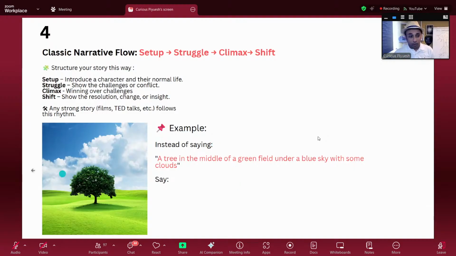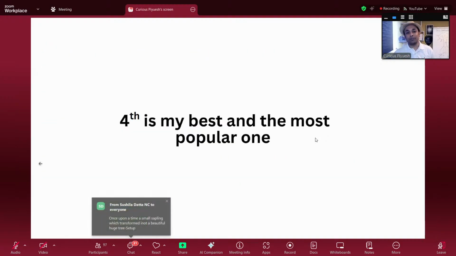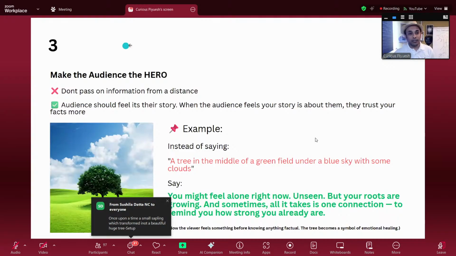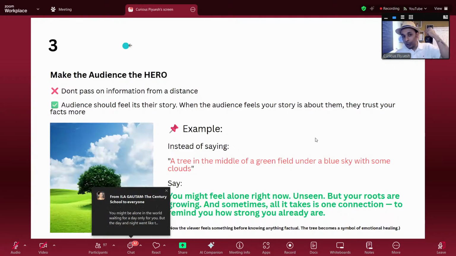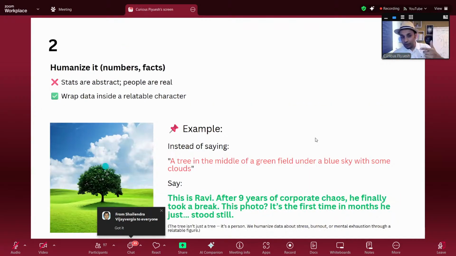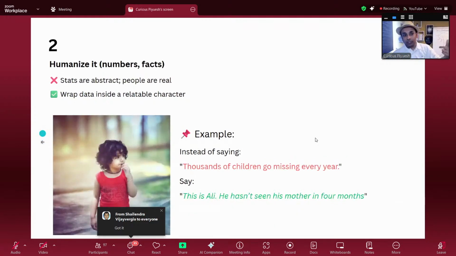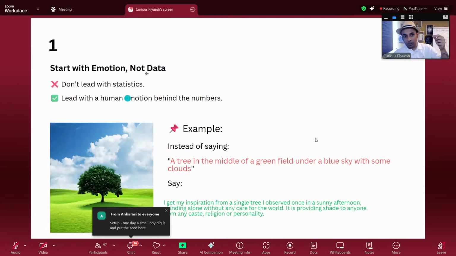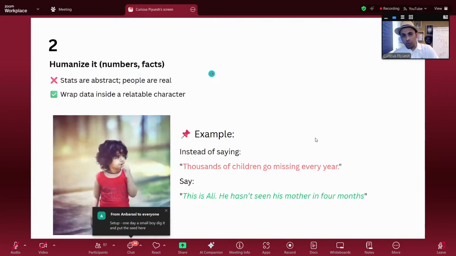Just remember the 3 points. Let me again show you the 3 points because we are all missing the third point. Make the audience the hero, so basically talk in "you." Then humanize it. The point is not the tree here. You have to humanize it. And the first is start with emotions. Don't build statistics, although in this tree example there are no big statistics here. But the whole point is to try to humanize it. Bring in the emotions here.